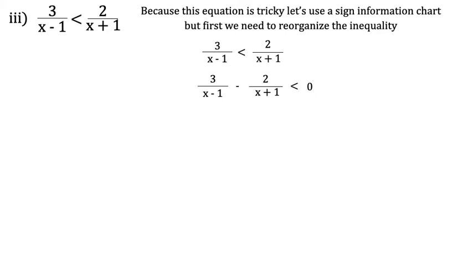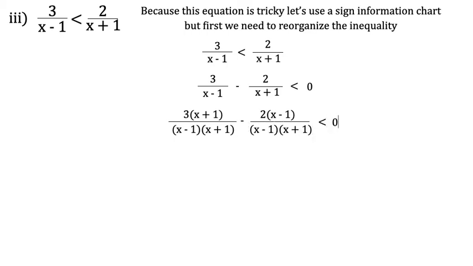In order to minus fractions, the denominator has to be the same. So let's times the top and the bottom by each other's denominators and get 3 times x plus 1 over x minus 1 times x plus 1 minus 2 times x minus 1 over x minus 1 times x plus 1. All of this is still less than 0. Sharing the denominator, we get 3 times x plus 1 minus 2 times x minus 1 all over x minus 1 times x plus 1, all of which is less than 0.